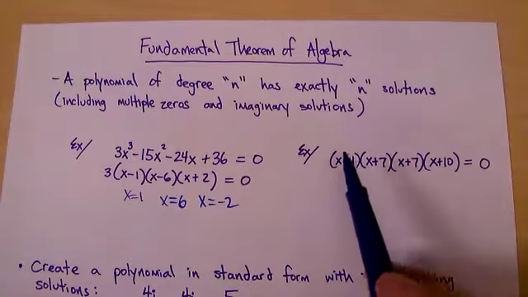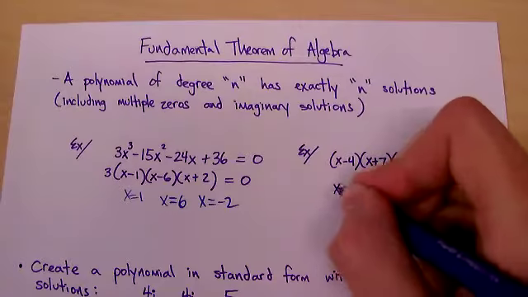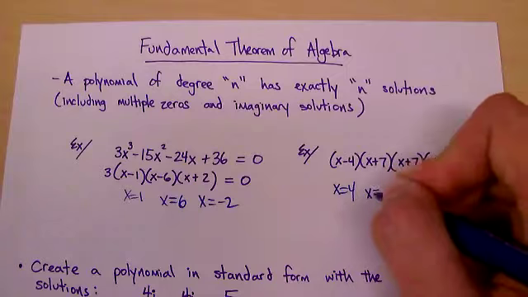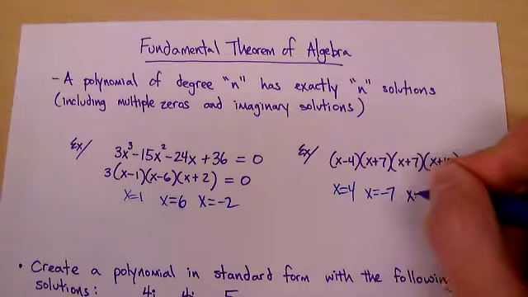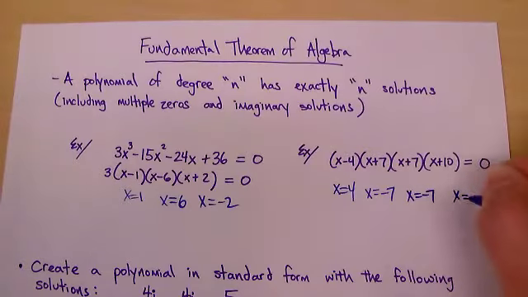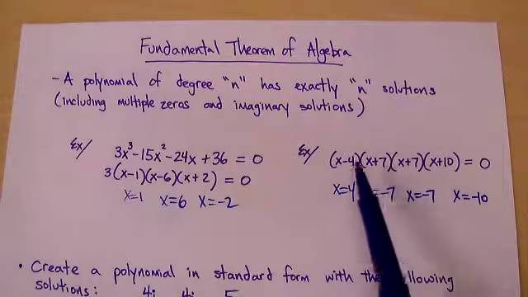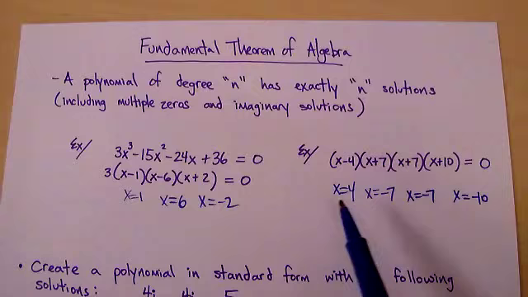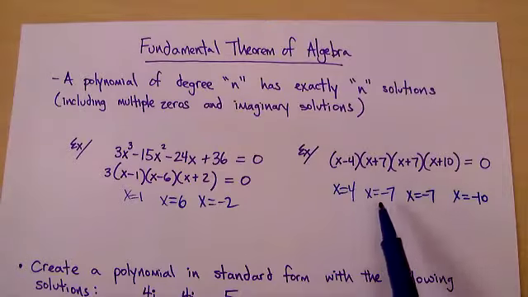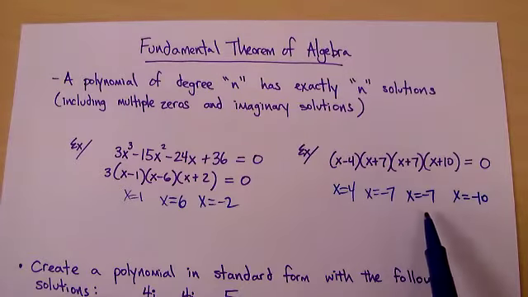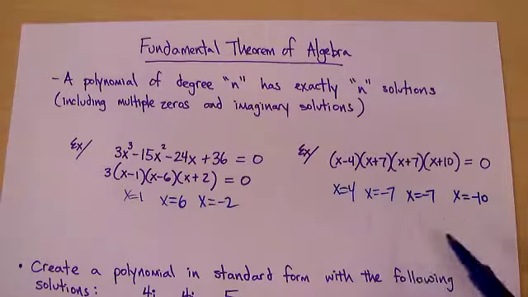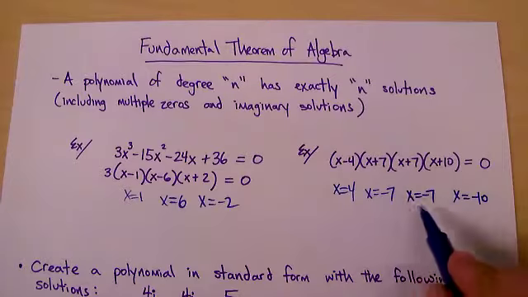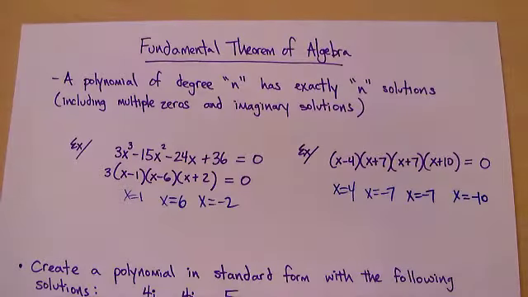On our second problem over here, if we actually solve them, we have x equals 4, x equals -7, x equals -7, and x equals -10. If you were to FOIL these out, you would get something with x to the fourth power. So we have 4 solutions. The thing is the -7 is repeated twice, so there's 3 different solutions: 4, -7 and -10. But for this theorem to work, we count these separately. So we would still say these are 4 solutions.